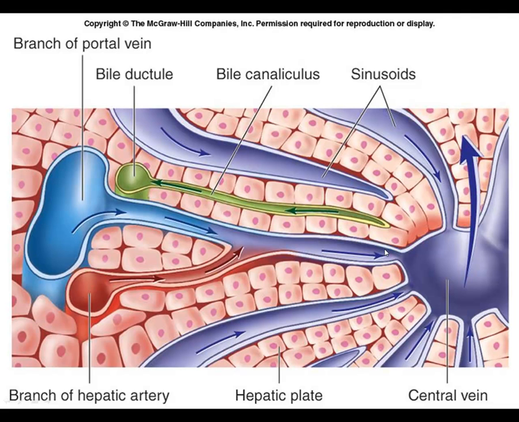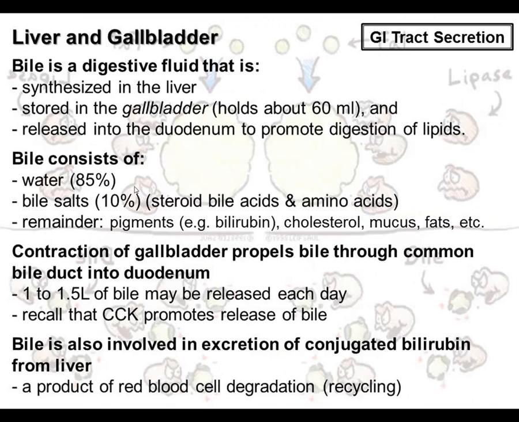This is the bile canaliculus here, and that will collect into the bile ductule, and when you combine the bile ductules together, then you will end with the common hepatic duct. And the common hepatic duct, you will see it will be combined with the cystic duct into what we call the common bile duct.